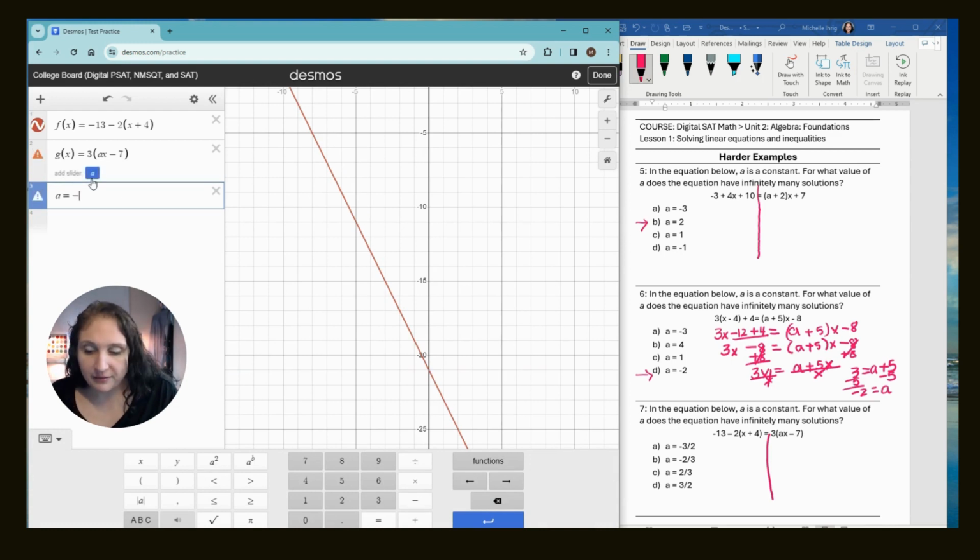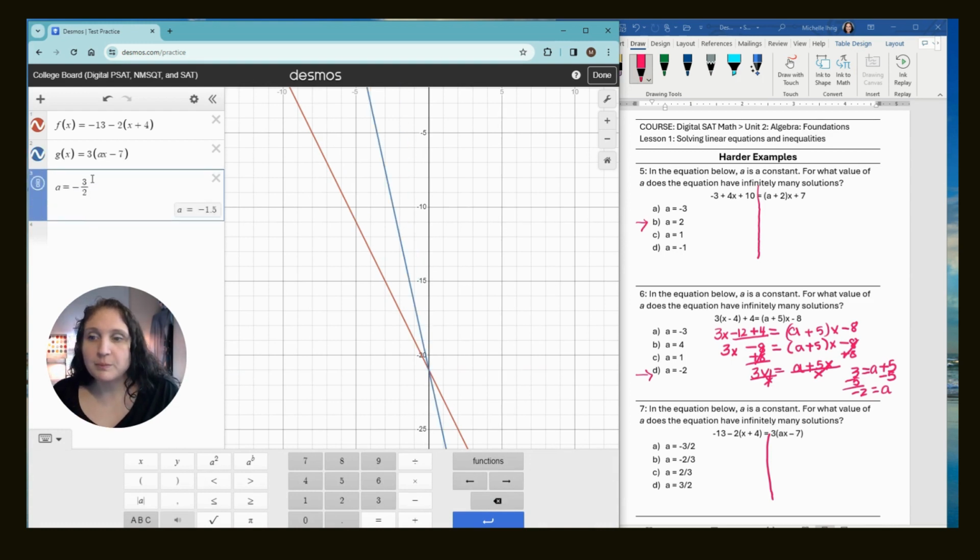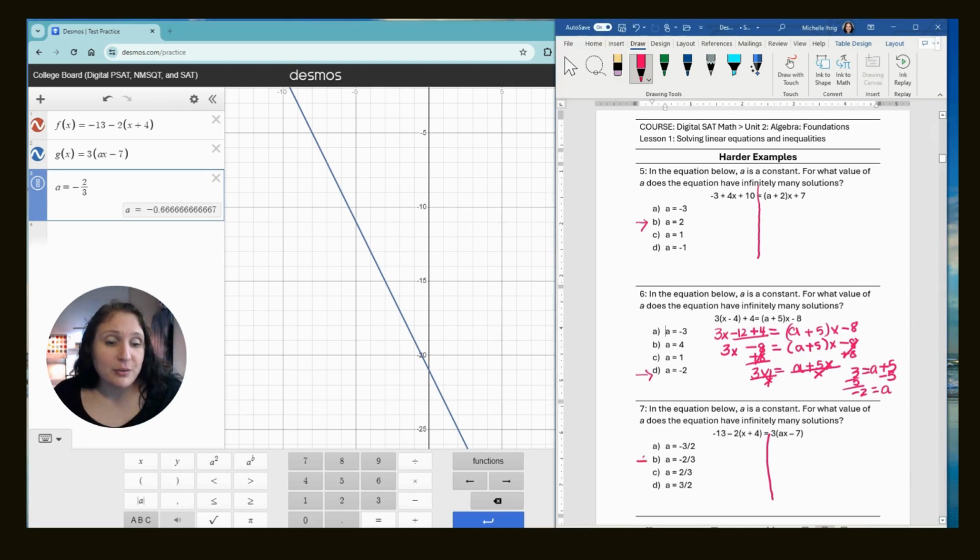So we've got -3 divided by 2. Nope, those graphs don't look the same. We have -2 divided by 3. Yep, those graphs look the same. So the answer is letter B, -2/3.